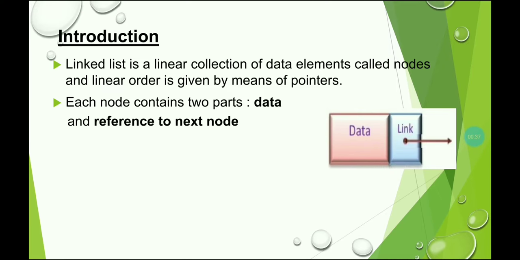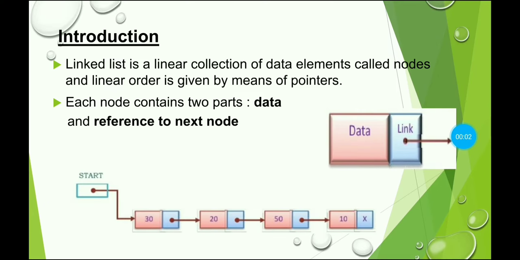Why? Because in the linked list, each element is not stored in a contiguous memory location. Wherever the memory is free, the nodes will be stored there, and linear order is maintained by providing links to the next node. See this diagram, this is how a linked list can be represented. Start contains the address of the first node. It is also called the head node. The link part of the last node is marked as null. This marks the end of the linked list, and this is a linked list which contains integers.